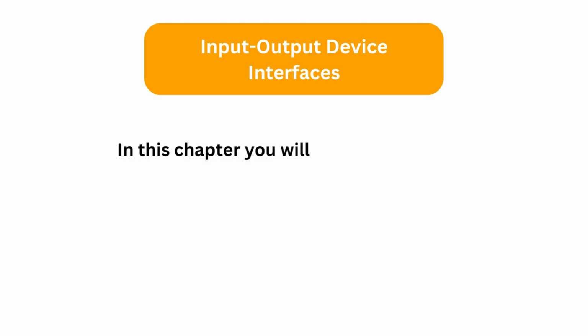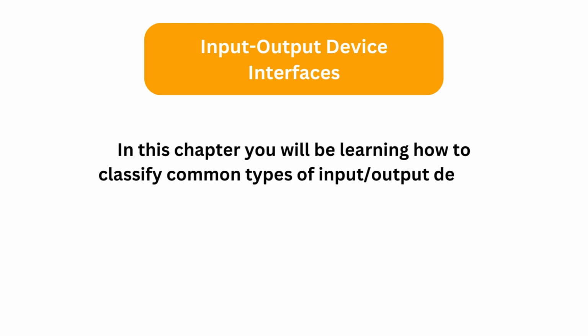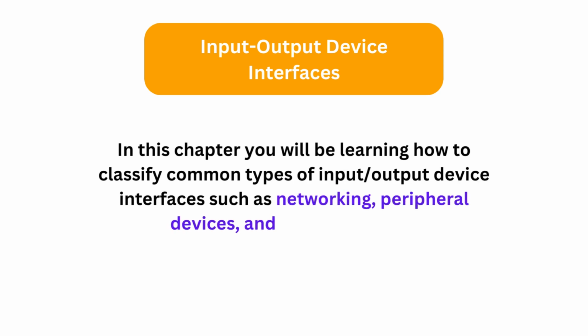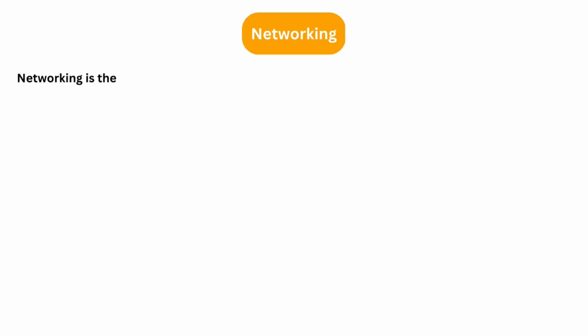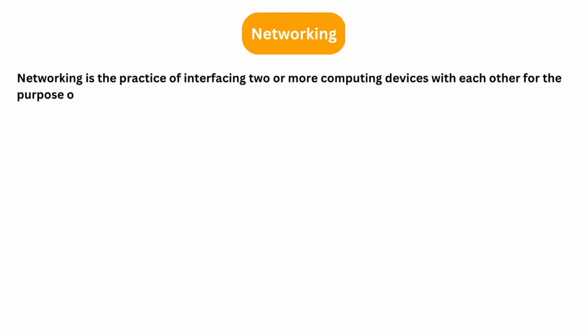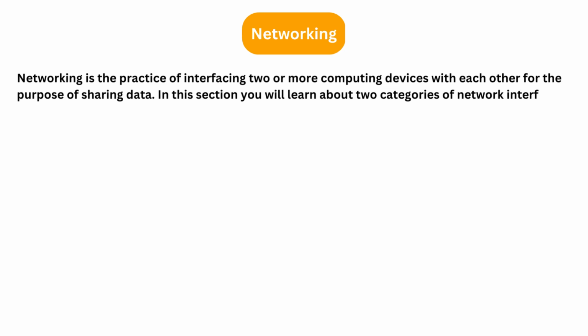Input-output device interfaces. In this chapter you will be learning how to classify common types of input-output device interfaces such as networking, peripheral devices, and graphic devices. Networking. Networking is the practice of interfacing two or more computing devices with each other for the purpose of sharing data. In this section you will learn about two categories of network interfaces, wired and wireless.